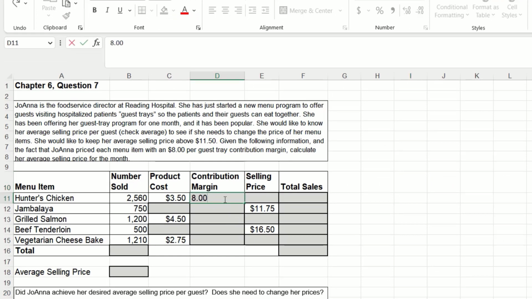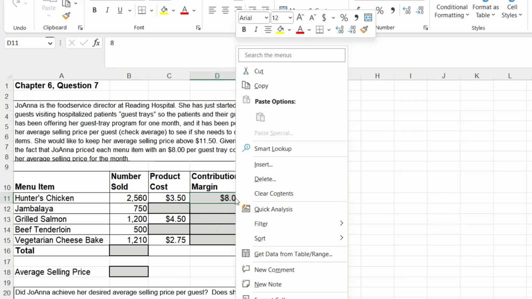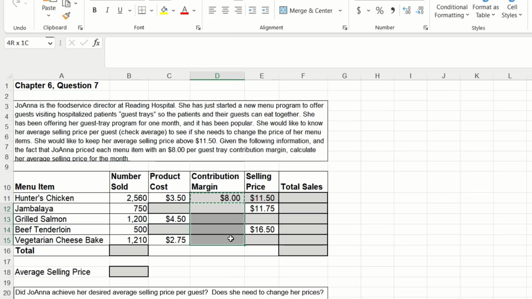All right, so our product cost for our Hunter's chicken is $3.50. We're going to add that contribution margin to it. We've got a selling price of $11.50. Okay, so again, we know that it's $8 all across the page. We can insert this in here.